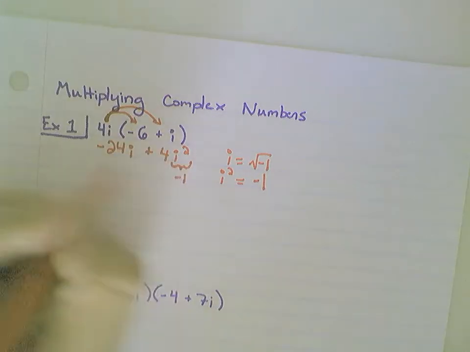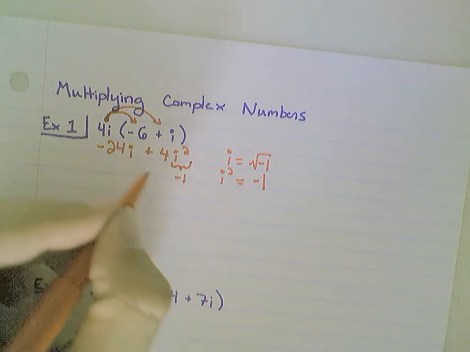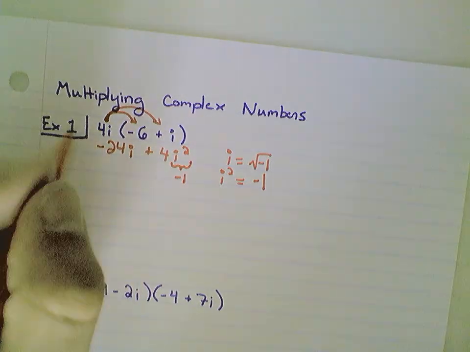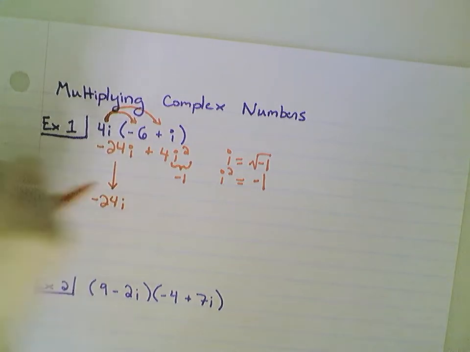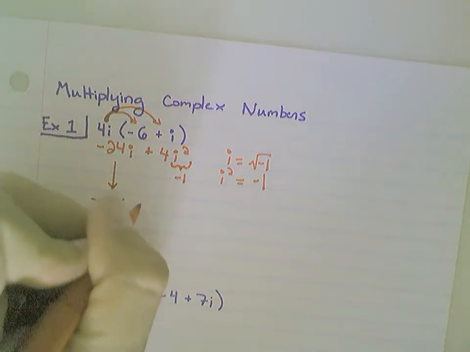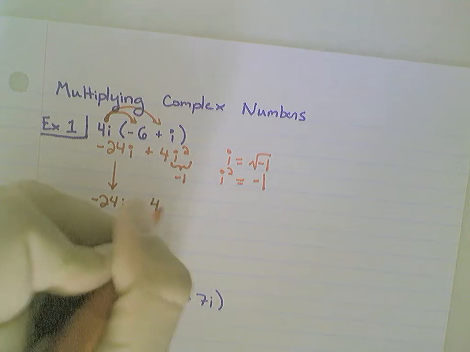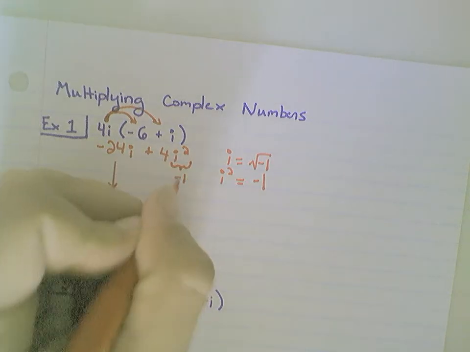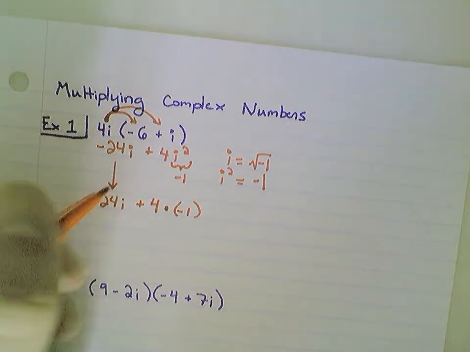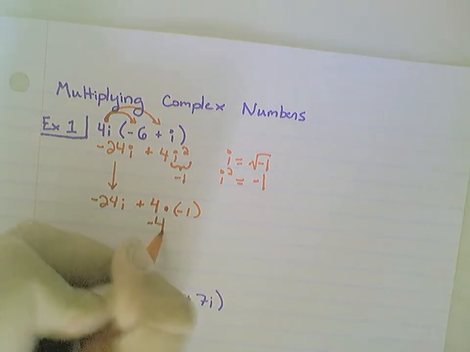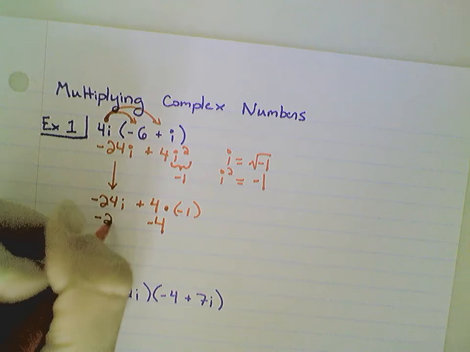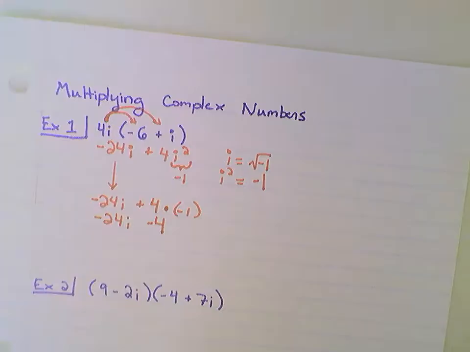So I have a little bit of an extra step to do before I'm done with the problem. The negative 24i stays the same. I can't do anything with that, so that just drops down. However, I have 4 times this negative 1. Well, if I take 4 times negative 1, that's really just negative 4. And then I have negative 24i in front of it.